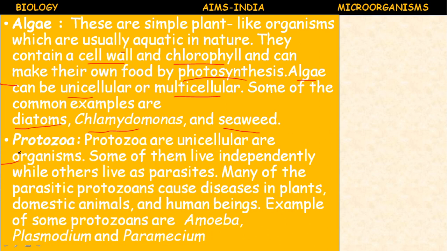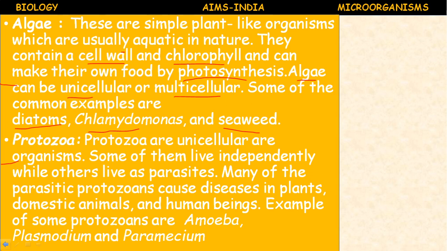Next microorganism is protozoa. Okay, so far we have completed bacteria, fungi, algae. Now the fourth one is protozoa. Protozoa are unicellular organisms. Some of them live independently, solitary, while others live as parasites.